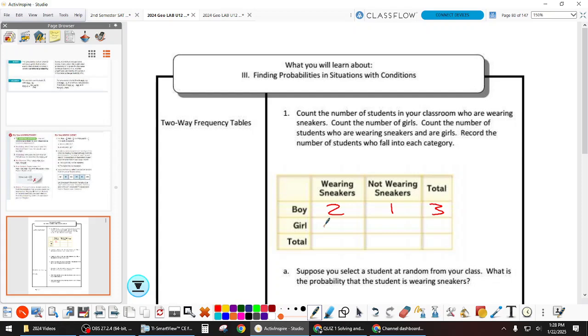Alright, girls. Are all of you wearing sneakers? Okay. Well, raise your hand if you are. 1, 2, 2. Okay. I'm waiting for you to decide. You know what you're wearing. And then what are there? 5 of you? 3? Okay. Alright, so go ahead and do your totals. And this is specific to our class now, like the probabilities that we calculate.